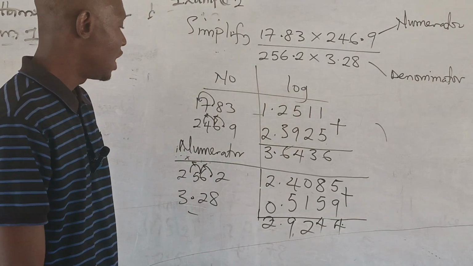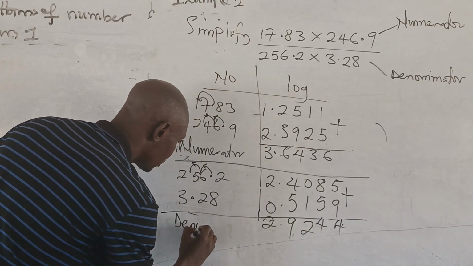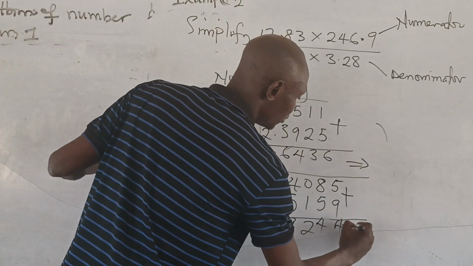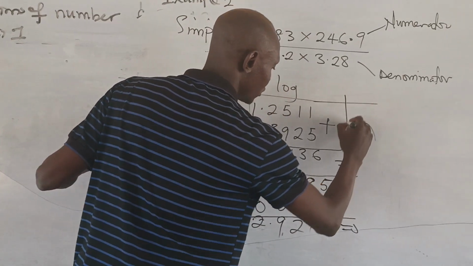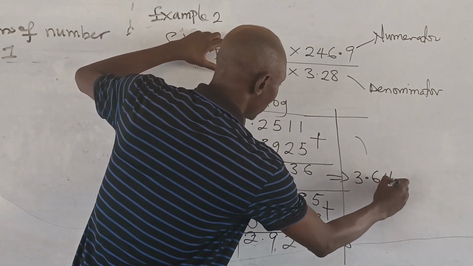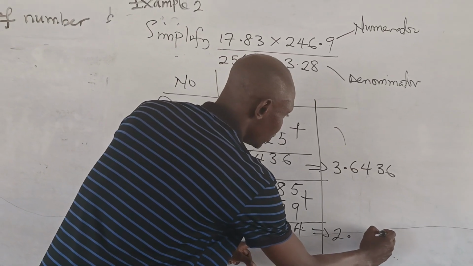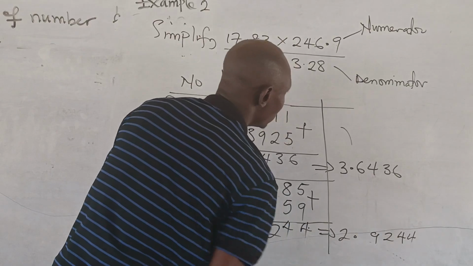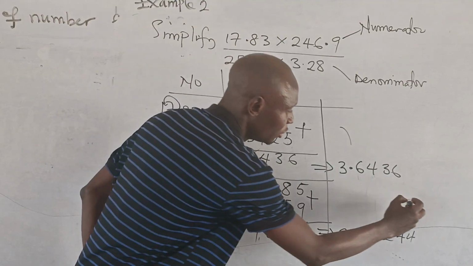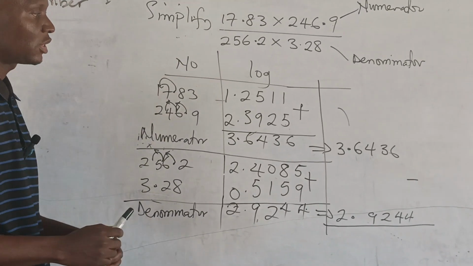So from here, this is the denominator. So we take this out. Now, this is 3.6436. This is 2.9244. Now, because of the division, we are going to subtract.